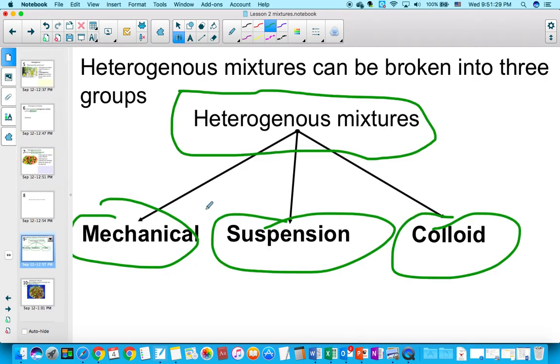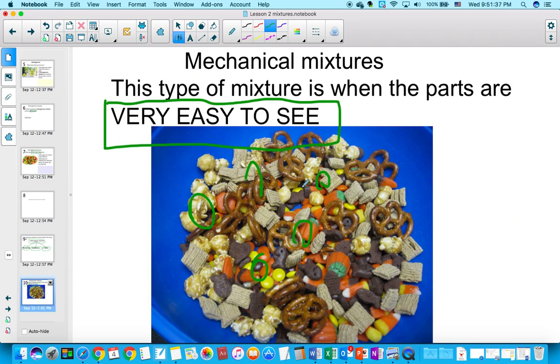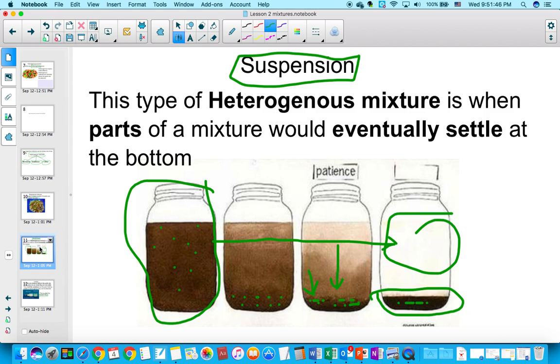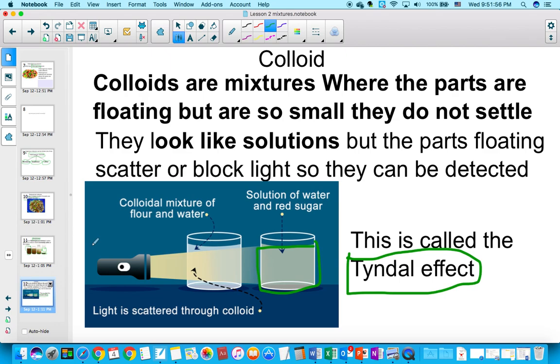You should be able to tell me what a mechanical mixture, a suspension, and a colloid are. This is an example of a mechanical mixture, and that's an example you can use on a test. Trail mix, chips, things like that. Mixture of chips. You should be able to tell me what a suspension is. That it's a mixture where the parts settle in different layers. You should be able to tell me what a colloid is. It's a mixture that looks like a solution, but it scatters light. The particles are too small to settle.